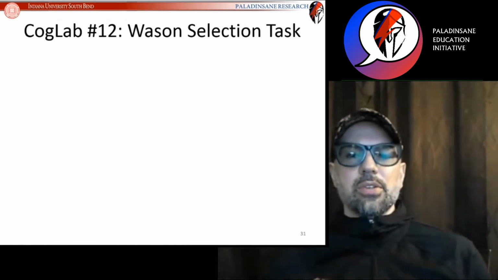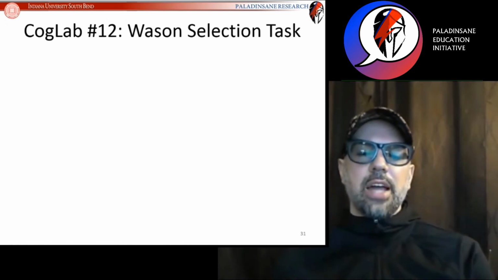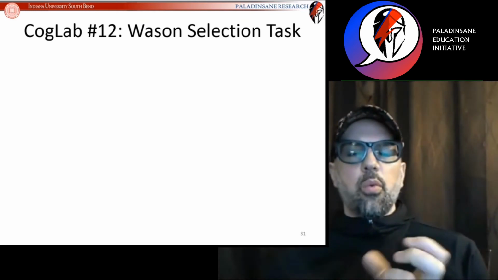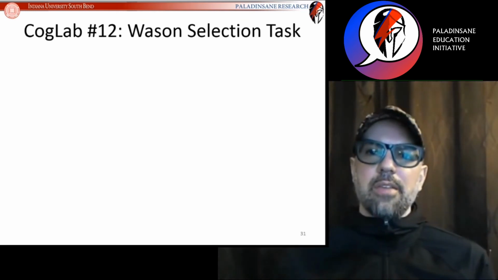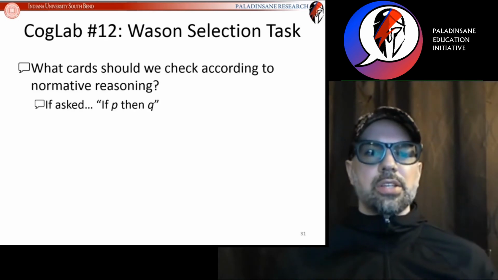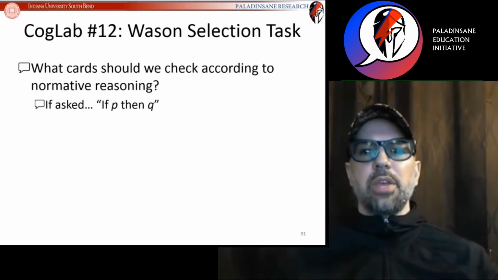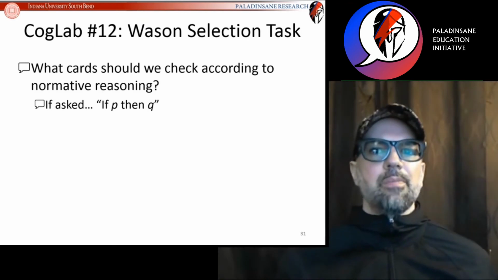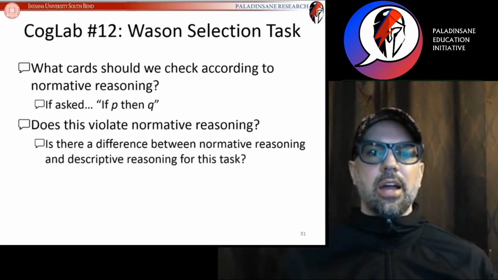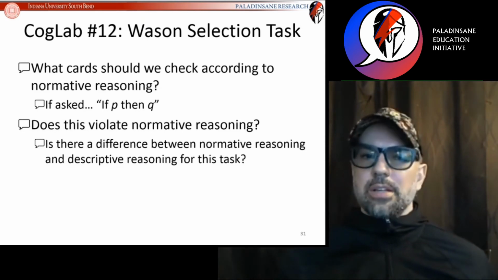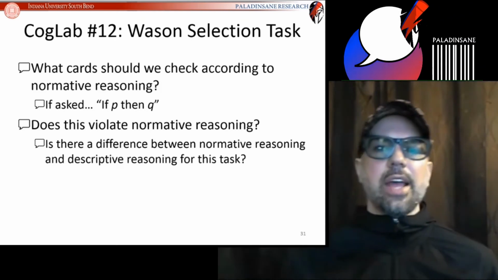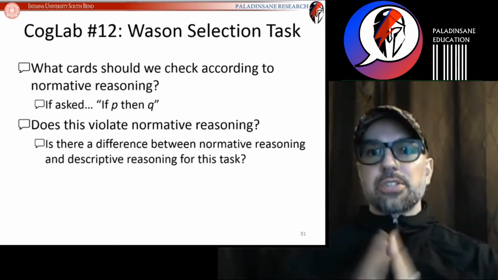What we're going to do now is take a look at not just that the thematic information helps, but what kind of errors we make. So what cards should we check according to normative reasoning, if asked, if P, then Q? We're going to take a look at that. And then we're going to take a look at, does this actually violate normative reasoning? So is there a difference between normative reasoning and descriptive reasoning for this task? I'm going to answer that question right off the bat, and the answer is yes.